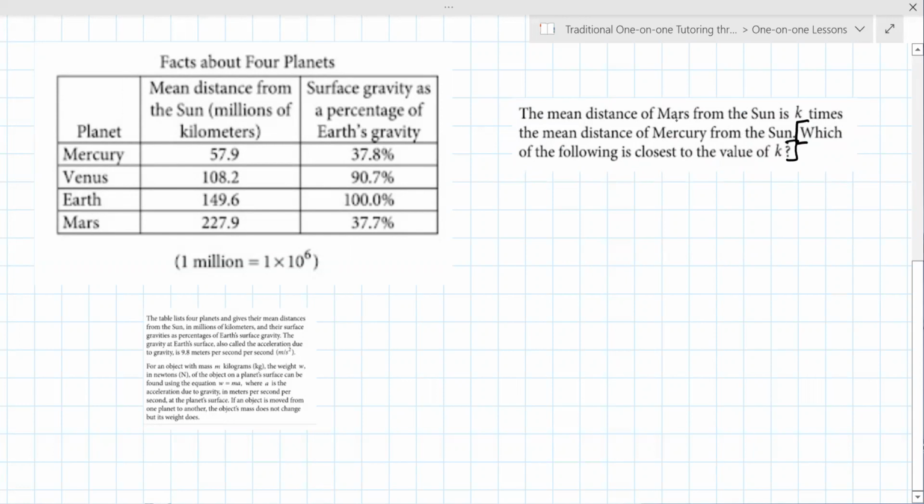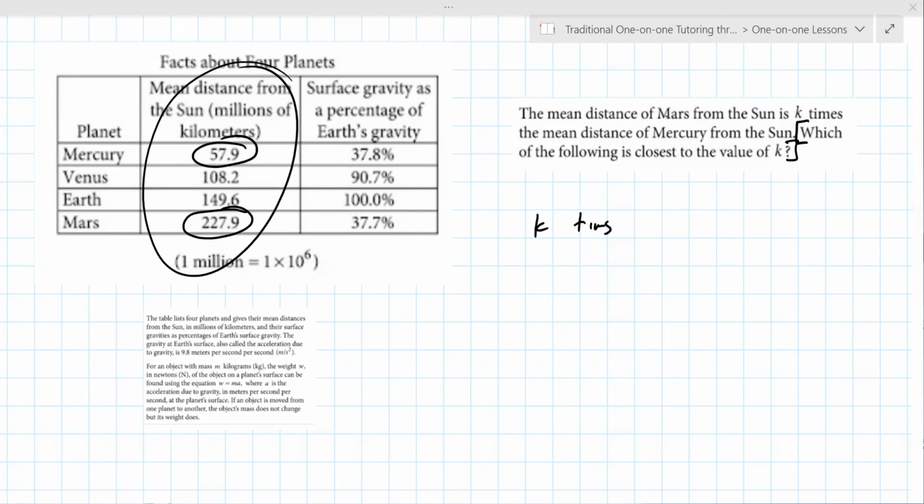K is the mean distance of Mars from the sun, is K times the mean distance of Mercury from the sun. So this is some sort of a ratio. Okay, they're saying that there's a distance from Mars to the sun, which is in which column? Middle. Okay, so we need the Mars number and we need the Mercury number. And when it says K times, that's generally a ratio.